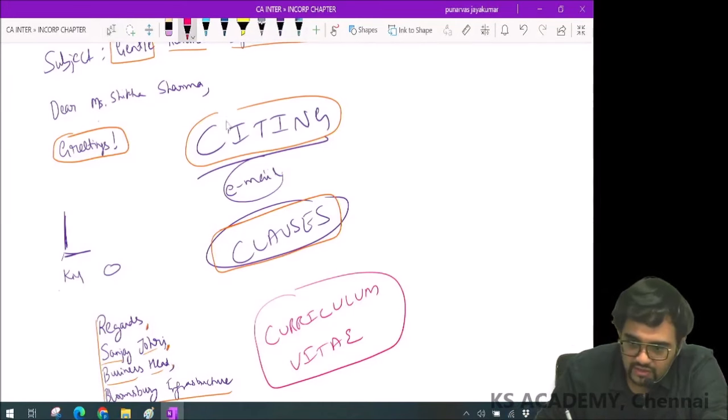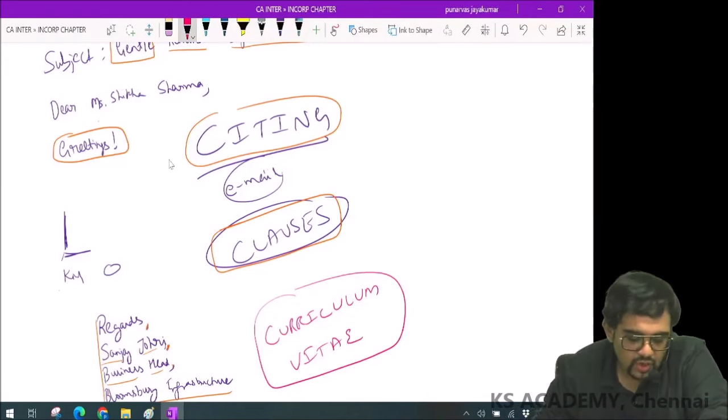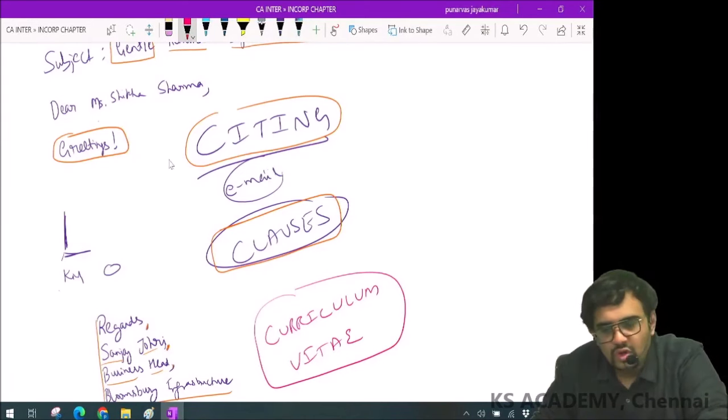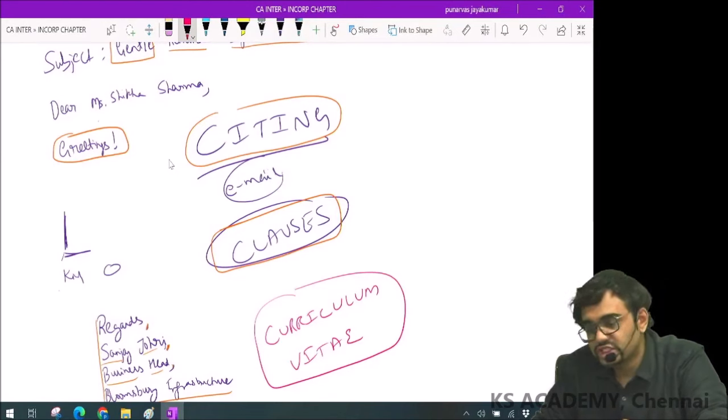Citing means detailing all this. Citing, spelling I have given here. A contract citing all the approved terms and conditions / particulars has been drafted and shared with you via email.